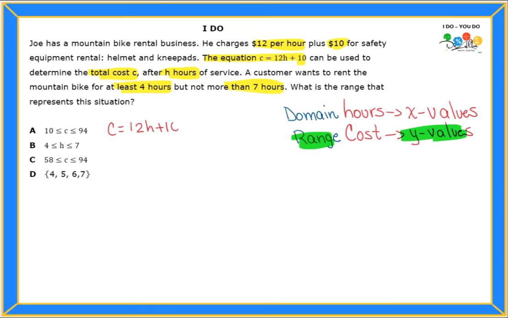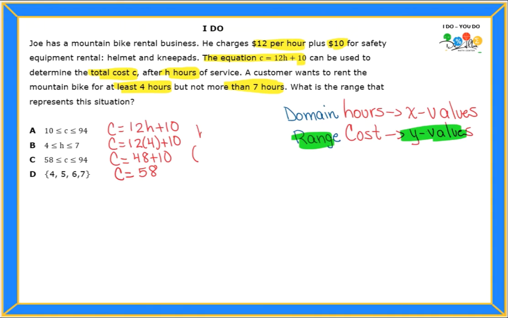12H plus 10. So what we are going to do is work out that equation, and I am going to replace H with the least amount of hours that the customer wants to rent the bike. So we are going to replace H with 4 because that's the least amount of hours that he wants to rent it for. So if you work out the problem, we get 48 plus 10. So what's the total cost for 4 hours? It will be $58.